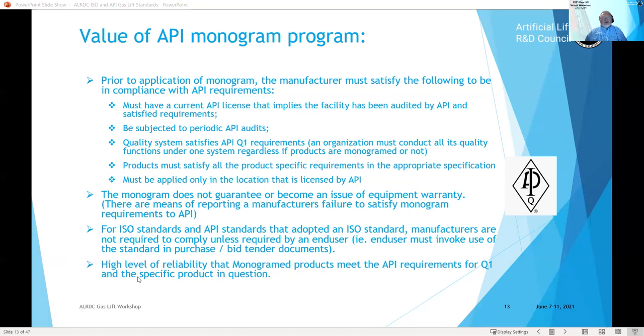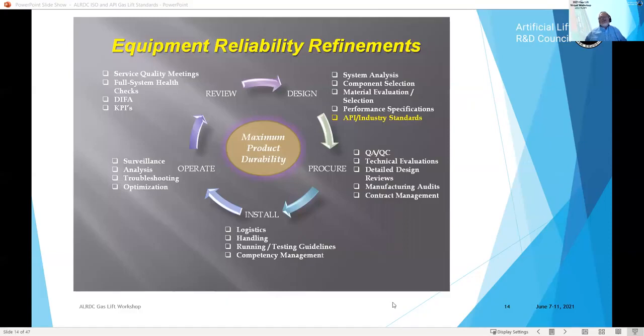For monogram products, there is a high level of reliability that the monogram products meet the API requirements for Q1 and the specific product requirements in question. So this shows the equipment reliability refinements that one obtains with the use of the API Q1 system and the specific standards for the products. It's a continuous improvement loop, and it helps the company continue to improve. This is built into the API Q1 requirements.